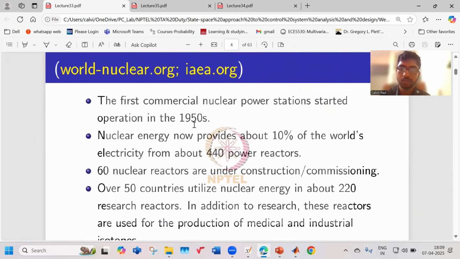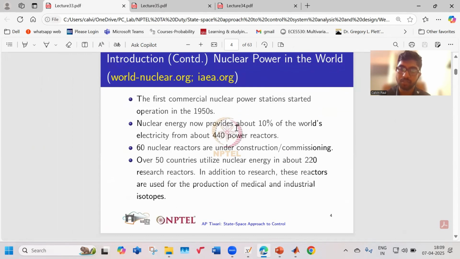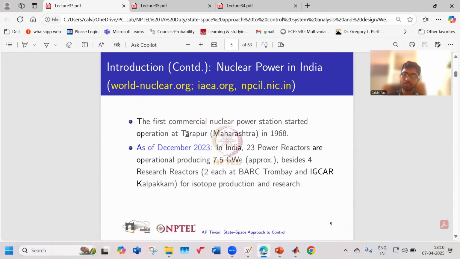Nuclear power stations have been operational since the 1950s. Nuclear energy provided about 10% of the world's electricity from about 444 reactors. Some of this is important for you to remember, because certain theory questions might come in the exam. There are 16 nuclear reactors under construction and commissioning. In India, the first commercial one was in Tarapur, Maharashtra, in 1968. In India, 23 reactors are operational, producing approximately 7.5 gigawatts of electricity.